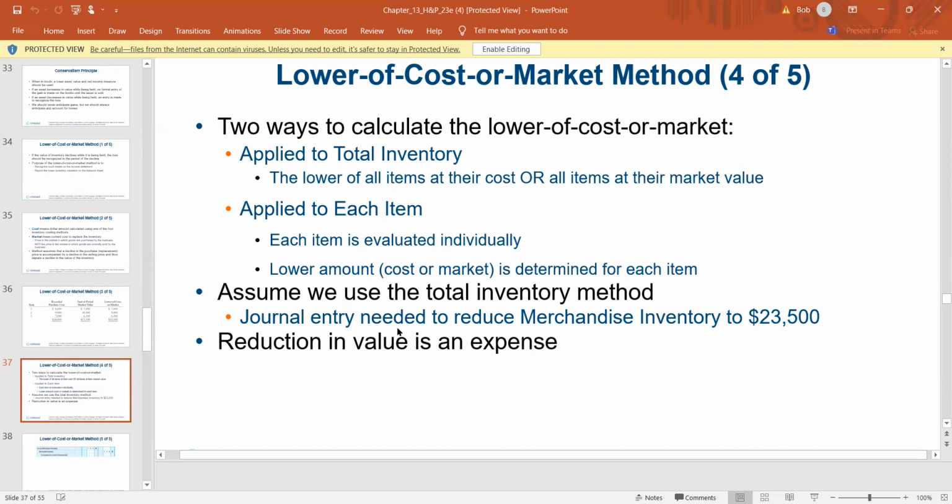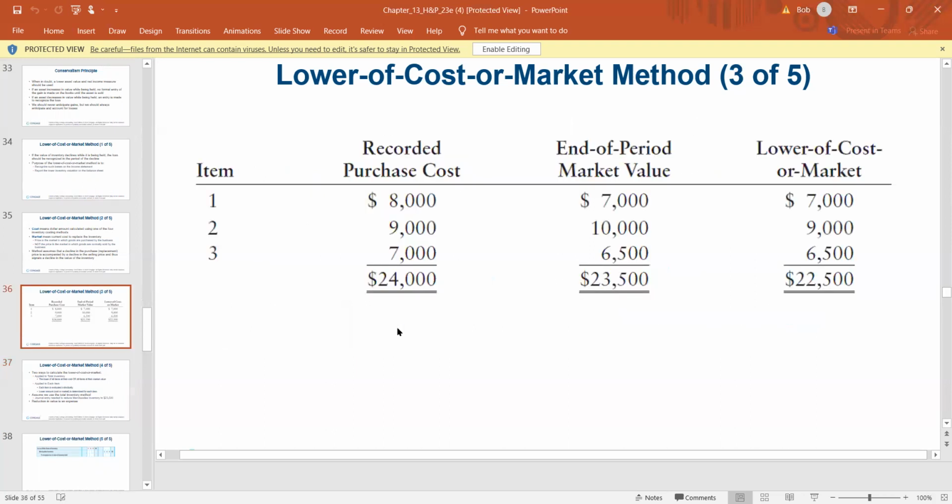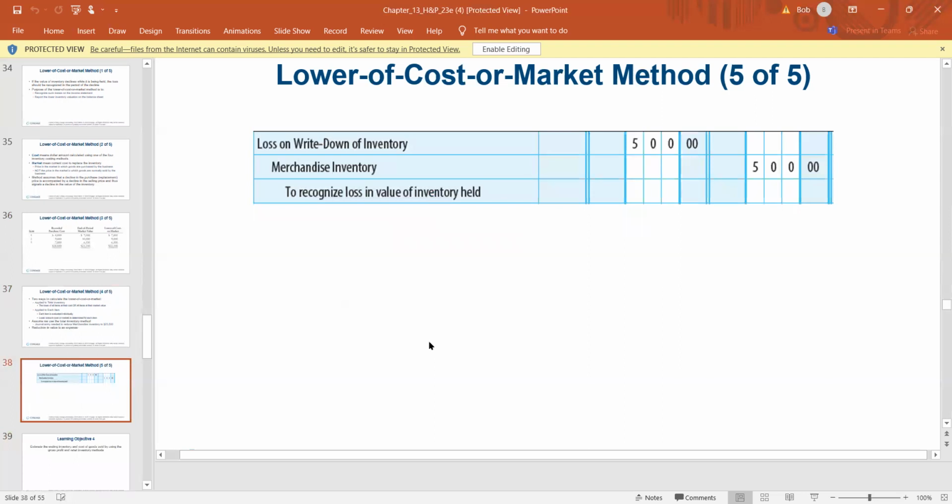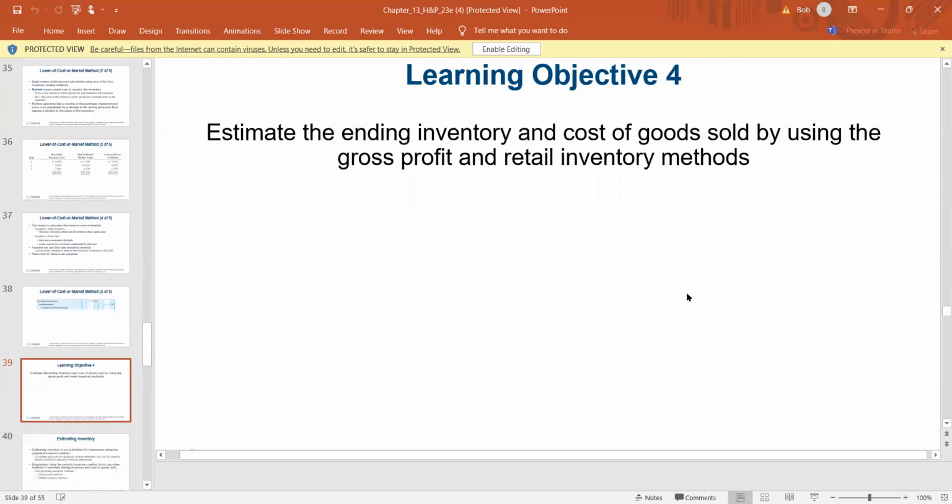The journal entry needed to reduce the merchandise inventory. Well, $23,500 is what it is at market. So we have a $500 difference. We debit an account called cost of goods sold, in this case they're calling it loss on write-down of inventory. Where I worked for many years, we called it cost of goods sold, lower of cost or market, something like that. And you credit the inventory. You don't have that inventory anymore. You recognize that loss.